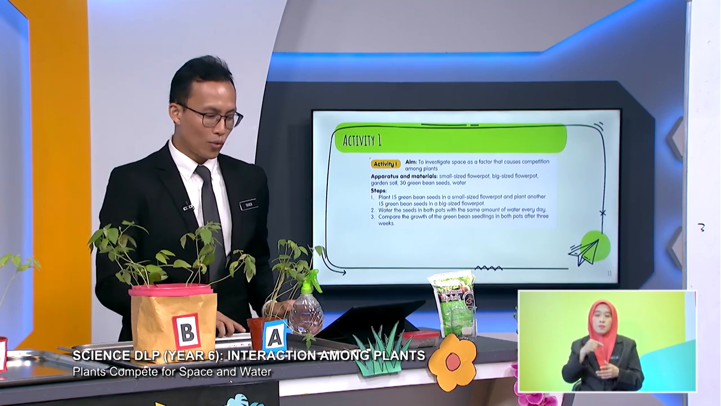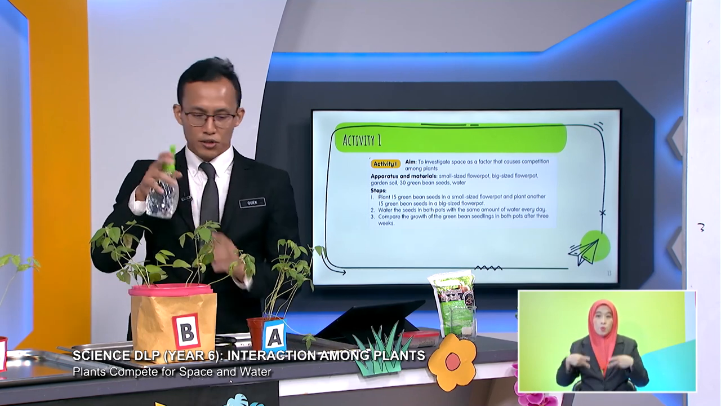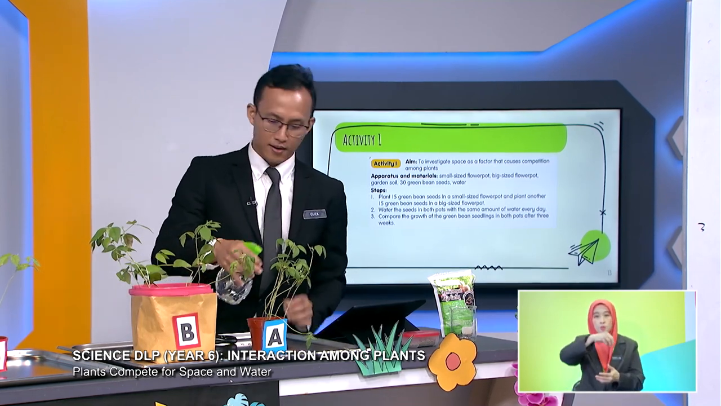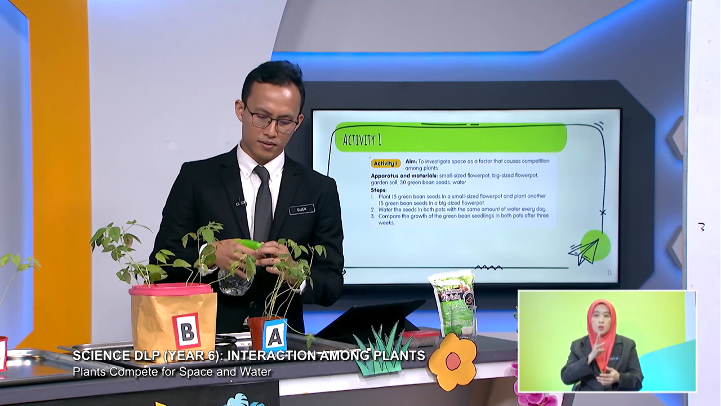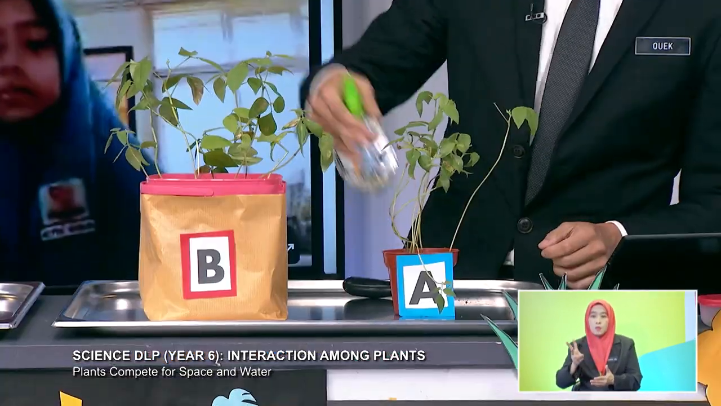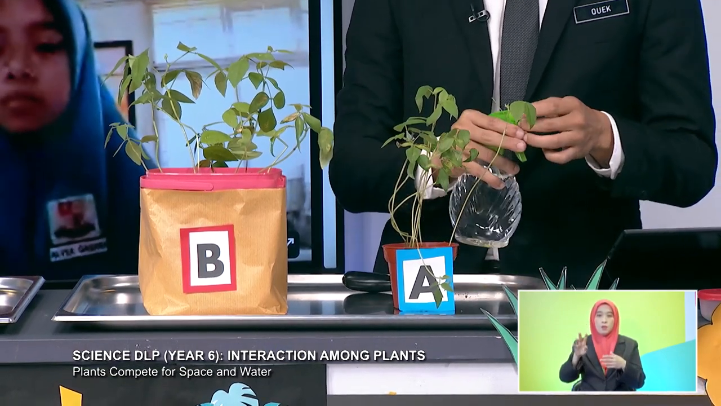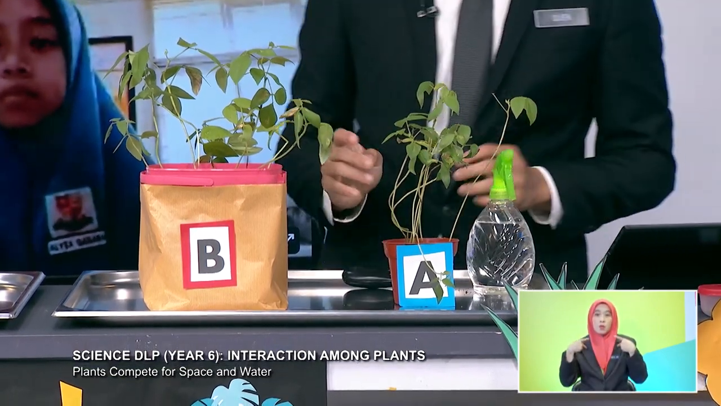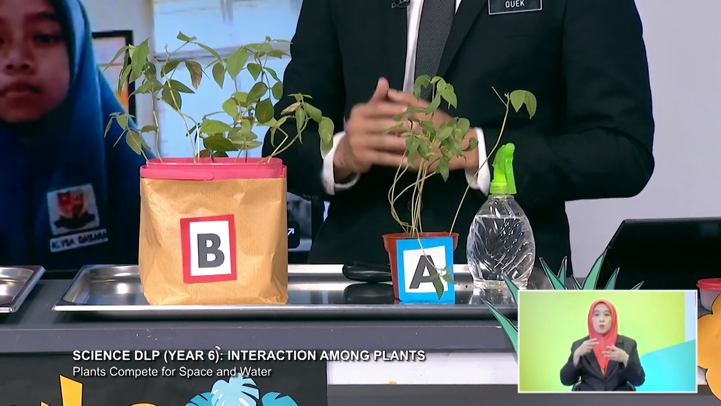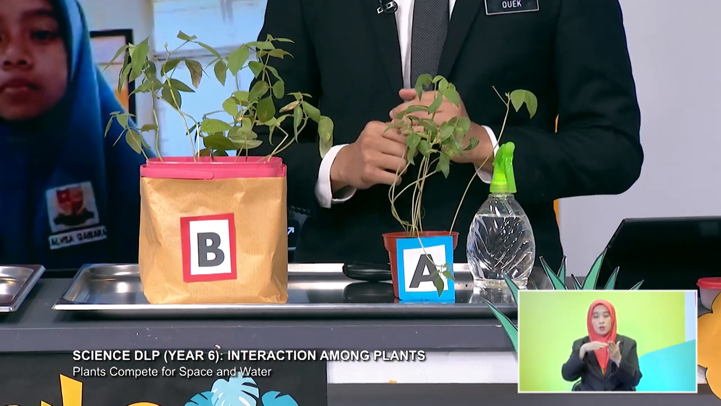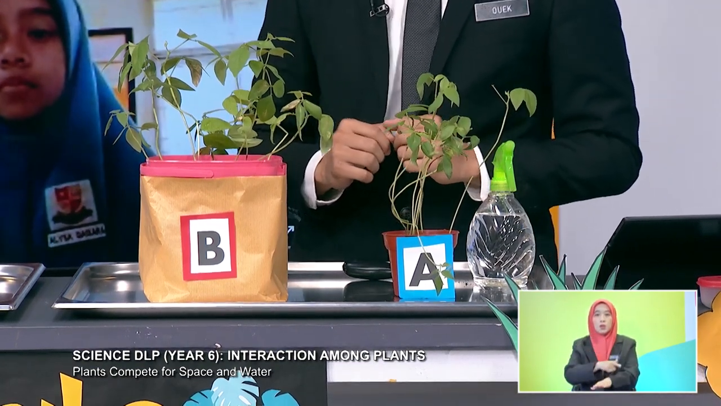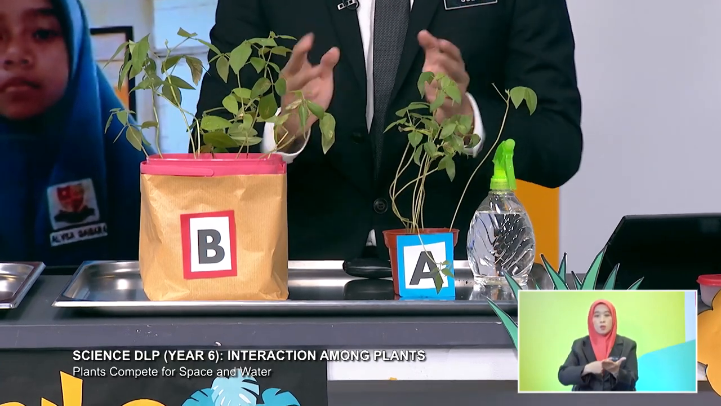What we need to do daily is to sprinkle with water. Water is one of the 4 keys for plants, right? Yes, it is. And after that, we need to monitor the height of the plants for 3 consecutive weeks. Okay, so this is the result after 3 weeks.